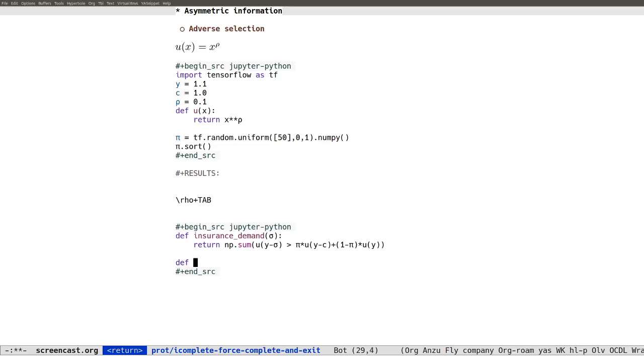And similarly, I can also define insurance supply. Here I'm going to define it as a function of the quantity. I'm going to assume that this market is perfectly competitive. So insurance companies are willing to supply insurance at the expected cost of insurance.